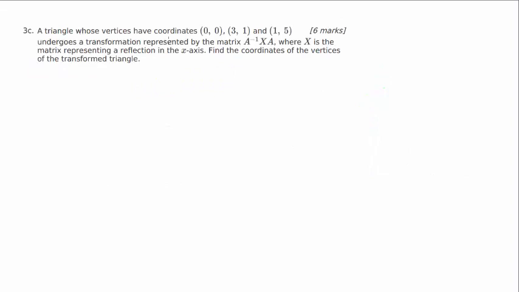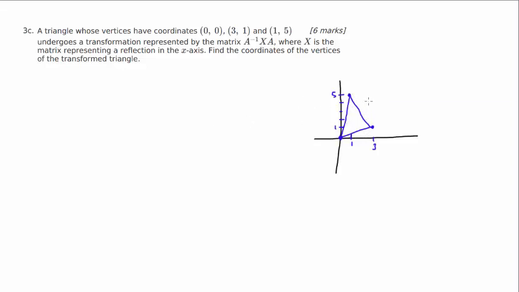Part C: a triangle has these vertices. It undergoes a transformation represented by the matrix A inverse XA, where X is the matrix representing the reflection in the x-axis. So find the coordinates of these vertices. So what are they really talking about? Well, first we have the vertices. So picture we have this triangle.